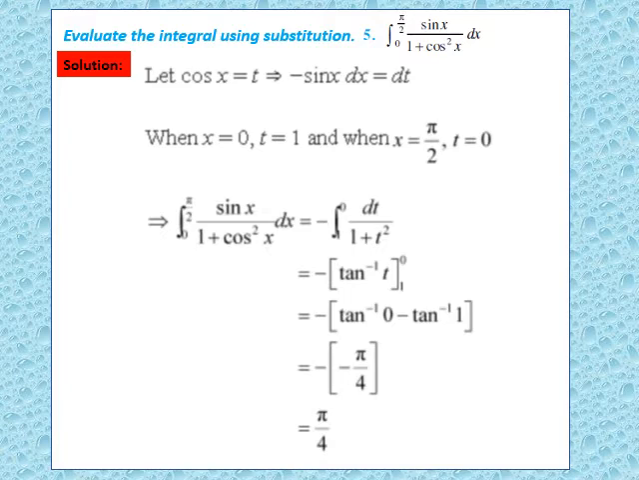Therefore the integral 0 to pi by 2 of sin x upon 1 plus cos square x dx becomes minus integral 1 to 0 of dt upon 1 plus t square. So this is in the form of x square plus a square. We get minus tan inverse t from 1 to 0. So we get minus [tan inverse 0 minus tan inverse 1], so minus of minus pi by 4, which gives pi by 4 as our final answer. Clear? So pause and note down the solution.